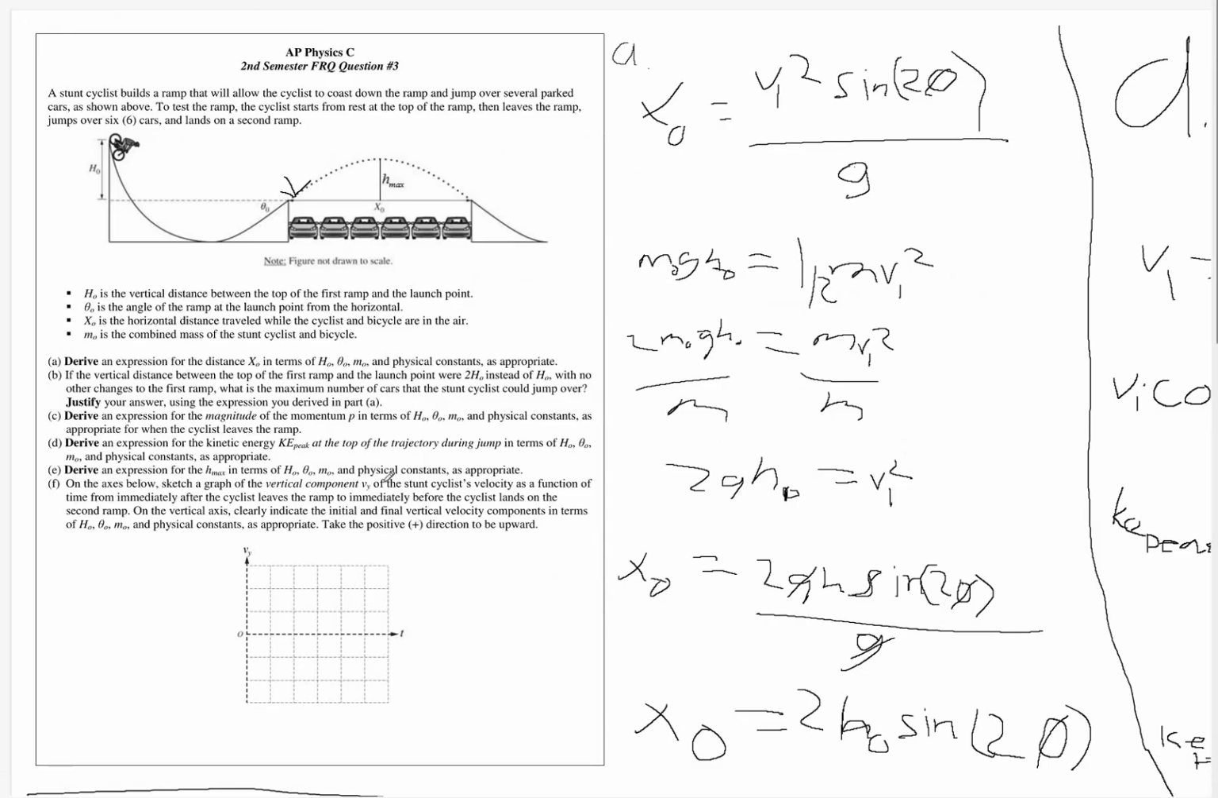Alright, part F. On the axes below, sketch a graph of the vertical component Vf of the stunt cyclist velocity as a function of time. Then on the vertical axis, clearly indicate the initial and final velocity components in terms of h, theta, m, and physical constraints.